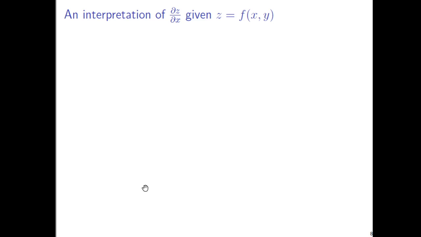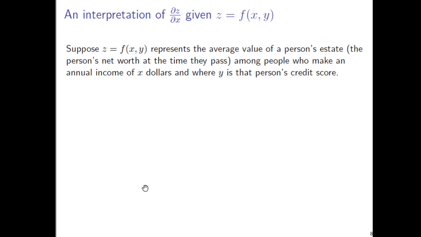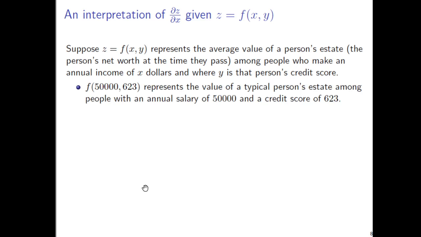Okay, so let's talk about an interpretation of dz over dx given z equals f of x comma y. Suppose that f of x comma y represents the average value of a person's estate, that is the net worth of a person at the time they pass, among people who make an annual income of x dollars, where y is that person's credit score. So then f of 50,000, 623 represents the value of a typical person's estate among people whose annual salary is 50,000 and credit score is 623.